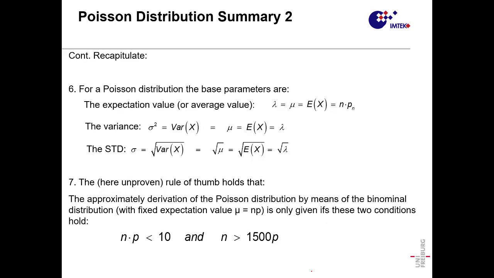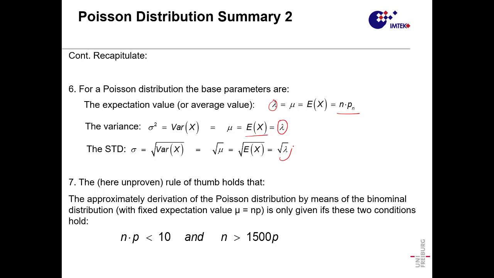The expected value will be the same as for the binomial distribution, n times p, and the variance is also equal to the expected value. This expected value for the Poisson distribution is just called lambda, just so you know it from the literature. And the standard deviation will be the square root of this lambda.